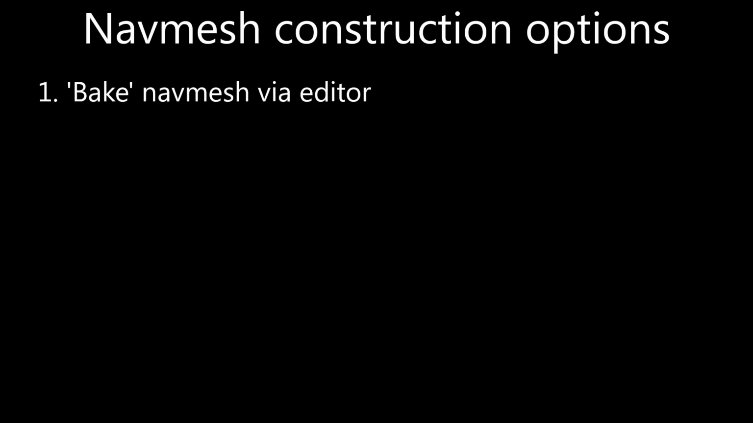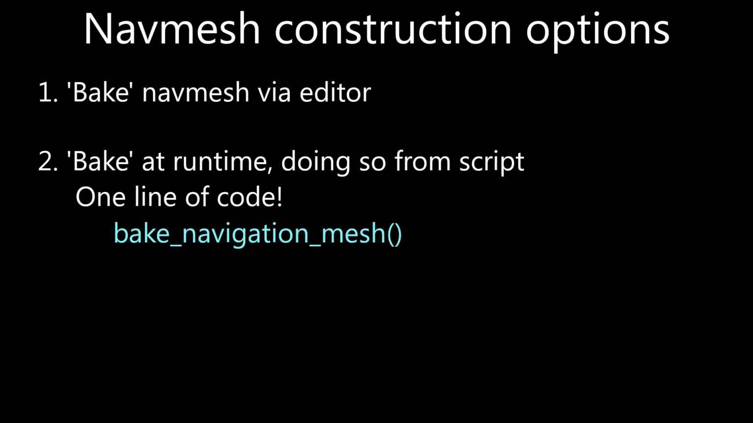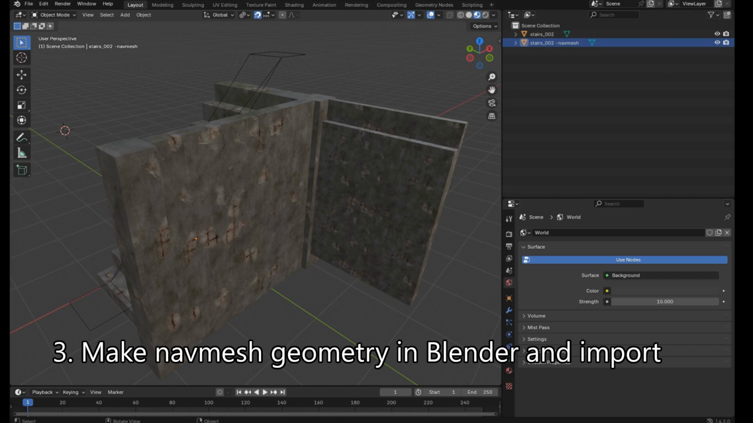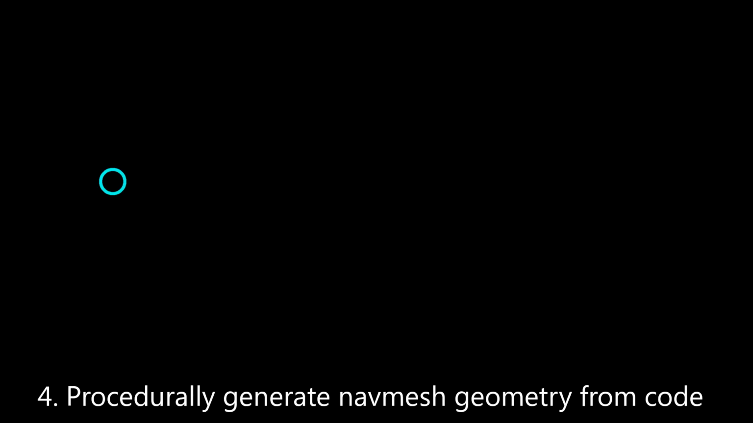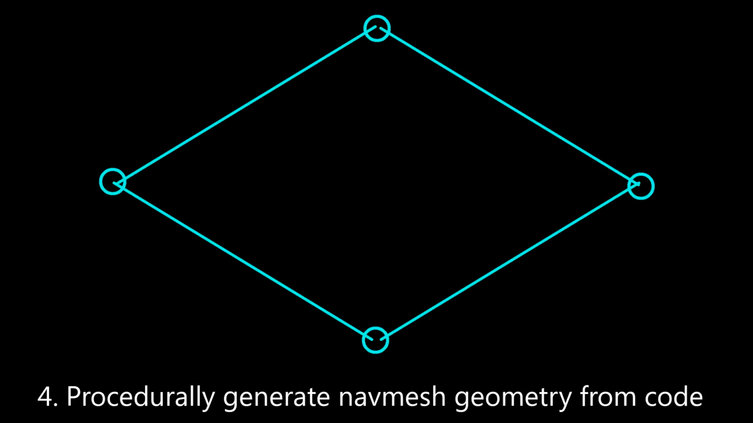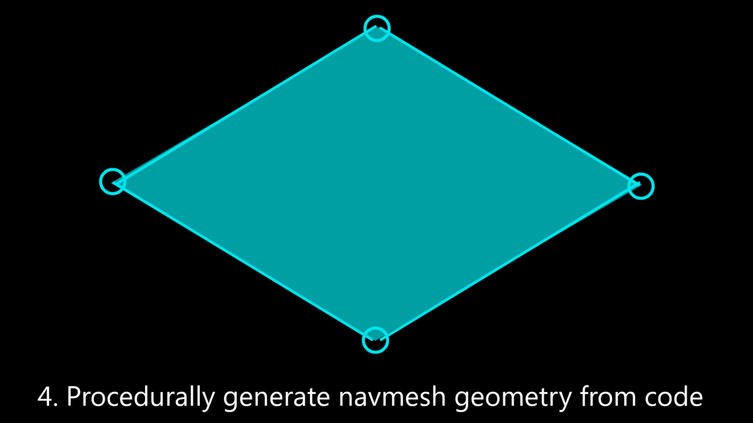As far as I can tell, I've got 4 different options for making nav meshes in Godot. One of them is to bake them via the editor and its interface. Another one is to bake them at runtime from script, calling the option to bake nav meshes when the game runs. Another option is to make the geometry for nav meshes in Blender and to import from there into Godot and then simply call that a nav mesh. And the fourth option is to create nav meshes from code, vertex by vertex, and then to call that a nav mesh.